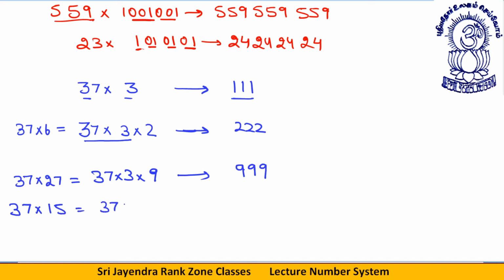Just one more example, then I will proceed ahead. You will read it as 37 into 15, so it will become 555. This is your answer, my dear students. Okay, now I'll take a few questions.